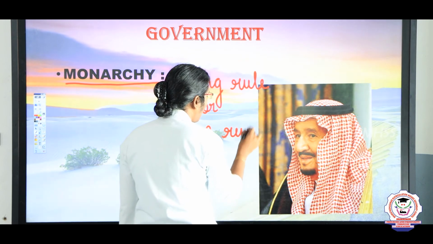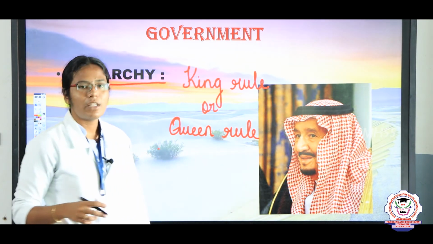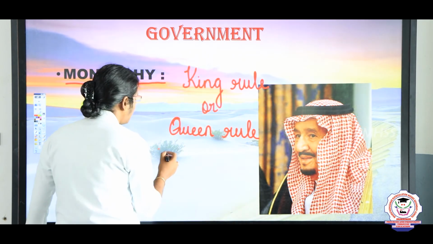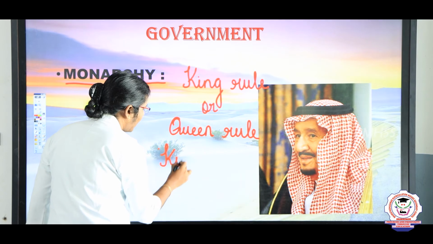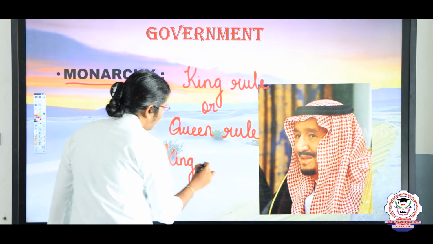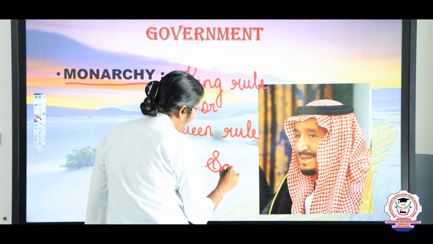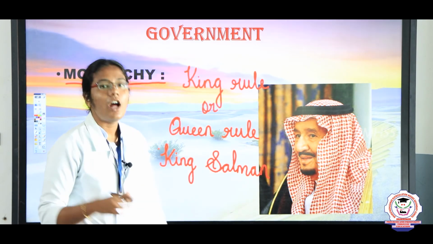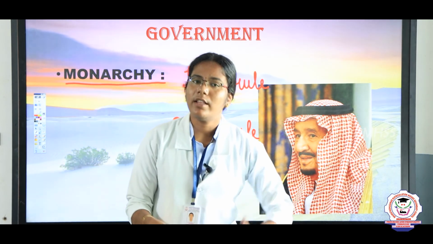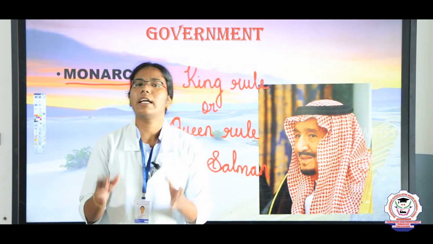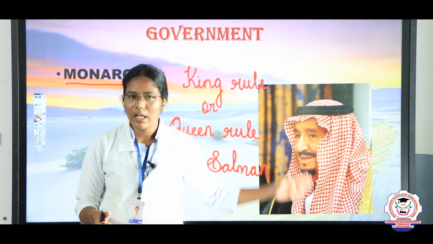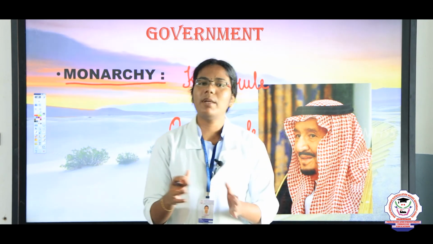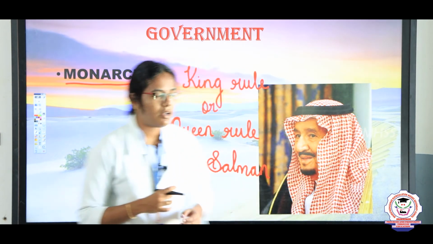At present, it means 2020, the ruler of Saudi Arabia is King Salman. K-I-N-G, King Salman, S-A-L-M-A-N. King Salman was the ruler of Saudi Arabia in the year 2020. After King Abdullah, he has been the ruler since January 2015.